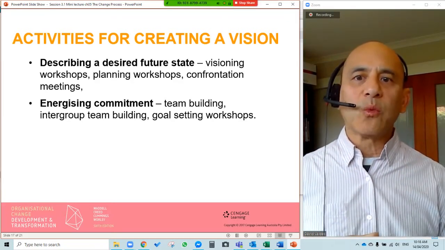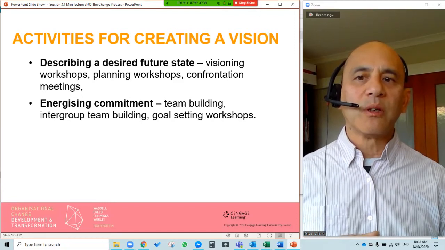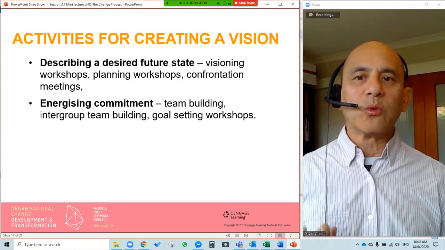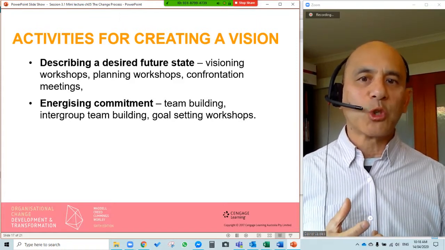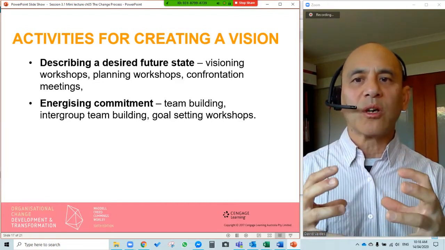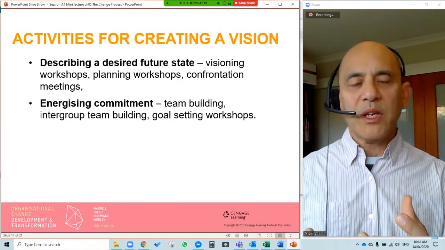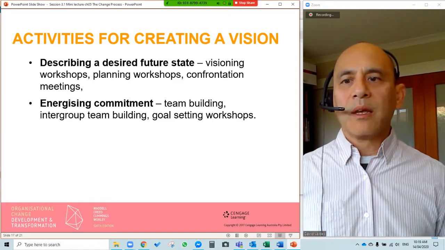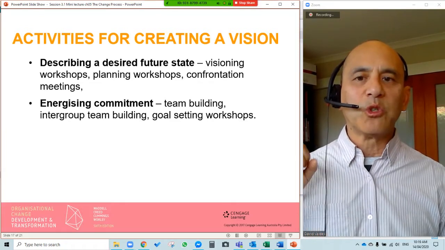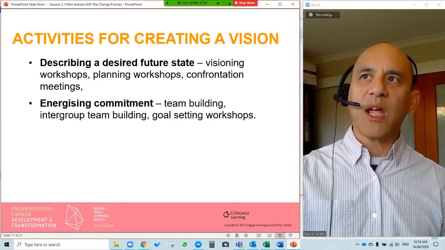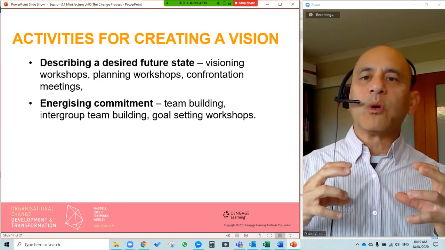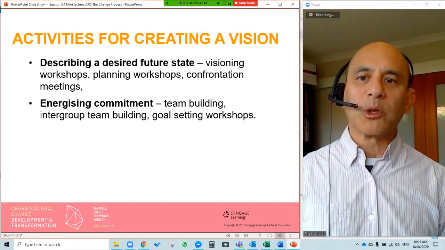So we have visioning workshops, planning workshops, again, confrontation meetings, all of this in a way to come up with a desired future state. So in other words, what our organization would look like after we implement this change. And that sort of helps energize commitment. We get people to dream of, okay, this is what we are aiming for, and this is what we want to become. So, we should be working together towards that common goal.